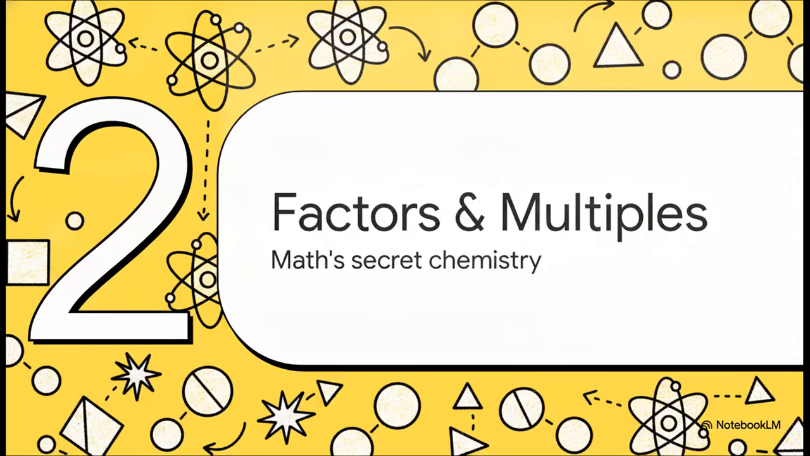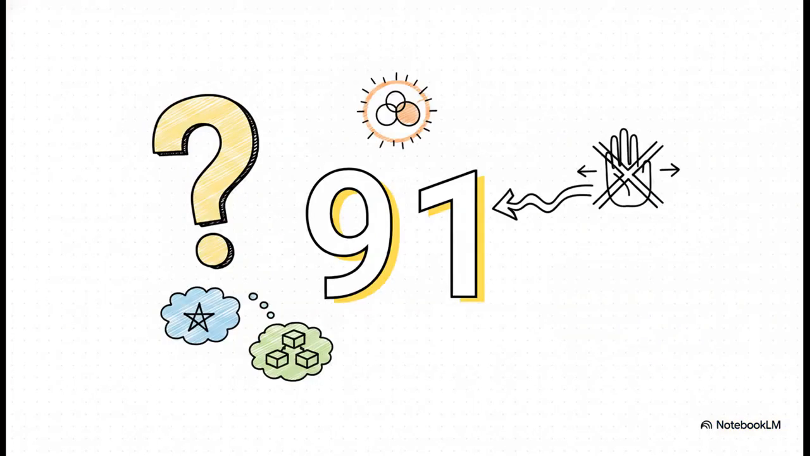Moving right along to Section 2, factors, multiples, and special number types, the chemistry of mathematics. Okay, I want you to look at question 8, specifically the number 91. Just look at it for a second. Is it a prime number, meaning its only factors are 1 and itself? Or is it a composite number, meaning it can be cleanly divided by other things? Your gut instinct probably says, oh, that's definitely prime, right? It doesn't end in an even number, it doesn't end in a 5 or a 0.